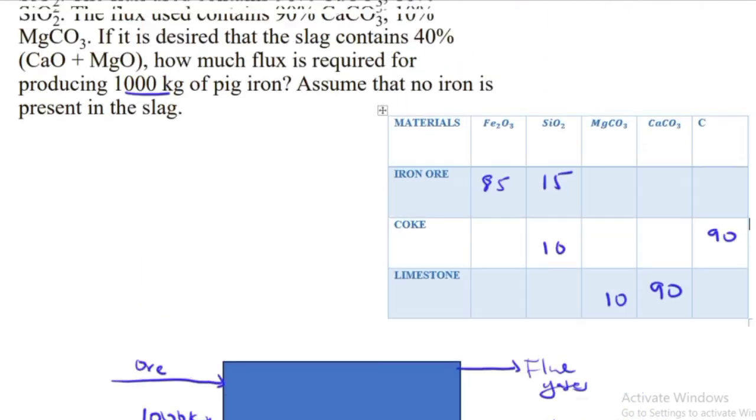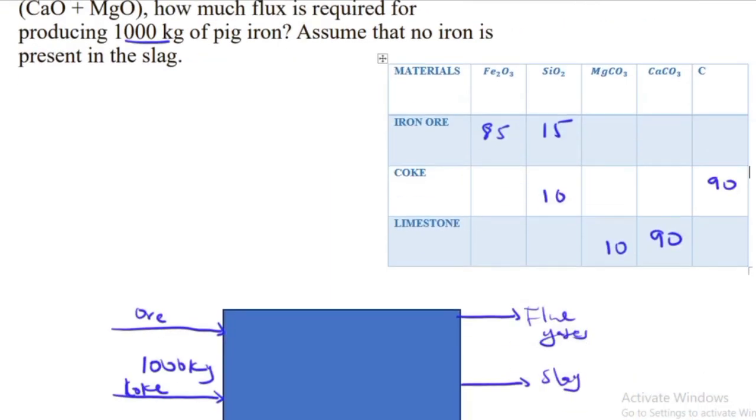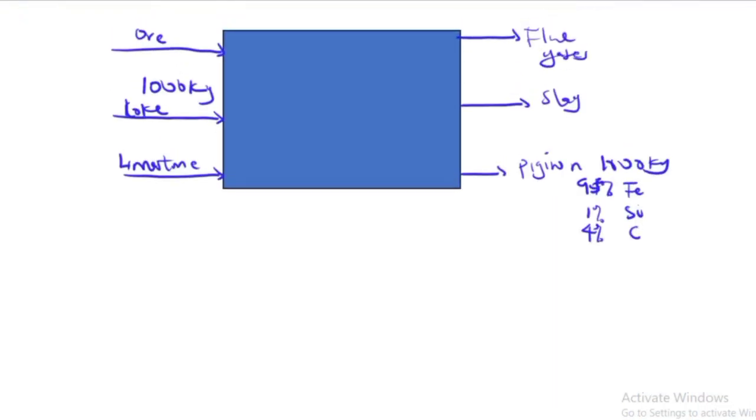Now let's go to the flue gases. They did not give us the composition of the flue gases. That's what we have now, so then we can start. The main aim is to find how much flux is required for producing 1,000 kilograms of pig iron. For that, we need to calculate the amount of ore. That's the first thing to do. Whenever a question is given to you and they don't give you the amount of ore, find the amount of ore.